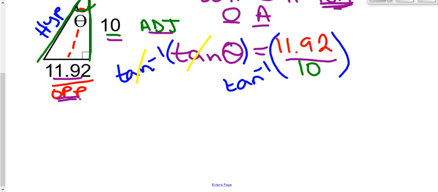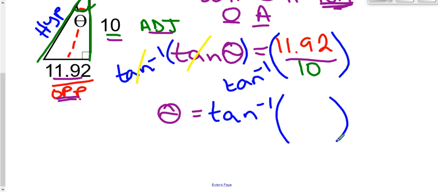And the only thing I'll have on the left-hand side is just the symbol theta. On the right-hand side, however, I'm still going to have the inverse tangent of what I had before, 11.92 over 10. And all I have to do to get my final answer is type the inverse tangent of 11.92 over 10 into my calculator.